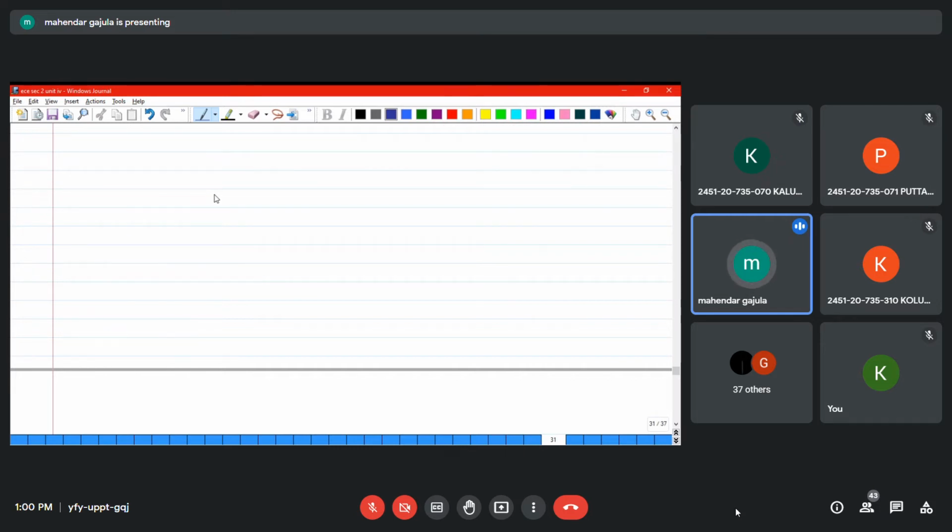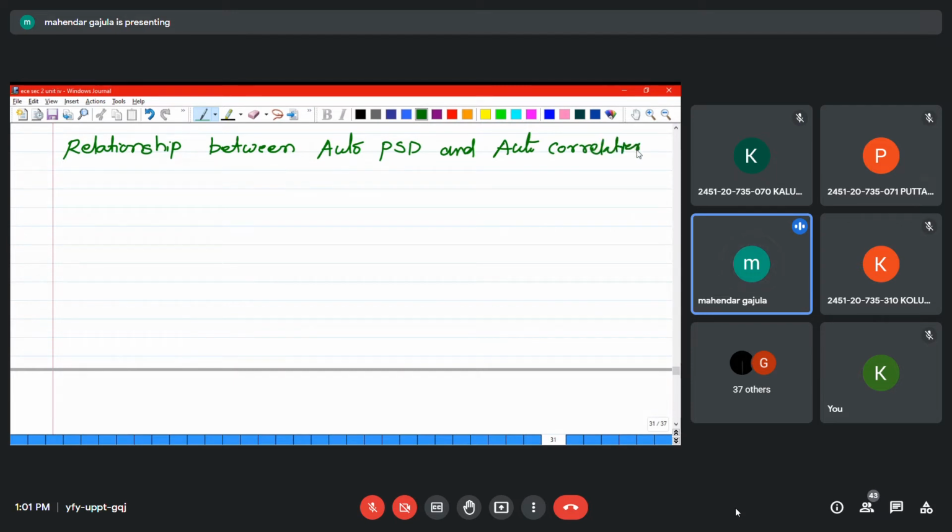Now let us see the relationship between auto prospector density and auto correlation function. This is also called as Wiener-Khinchin relation.